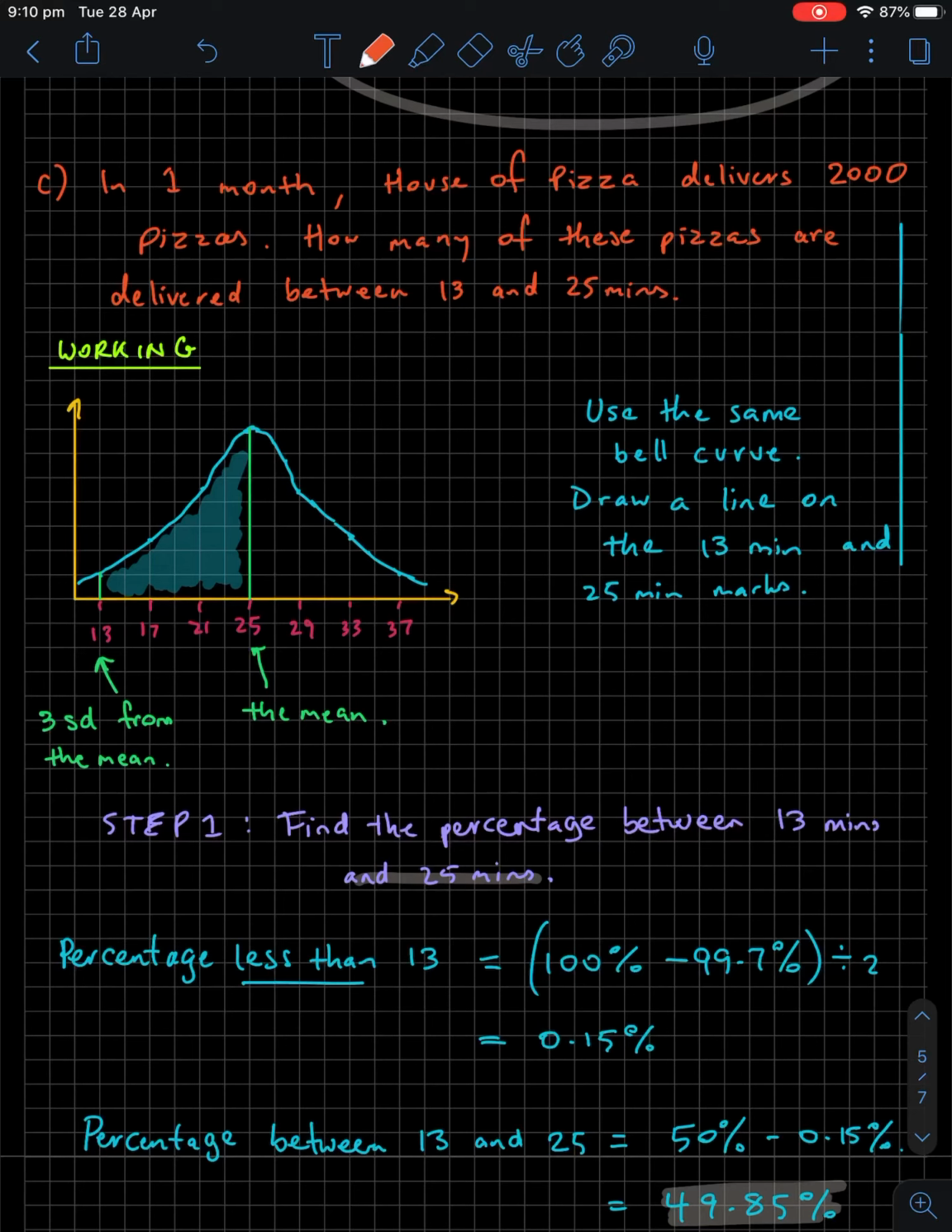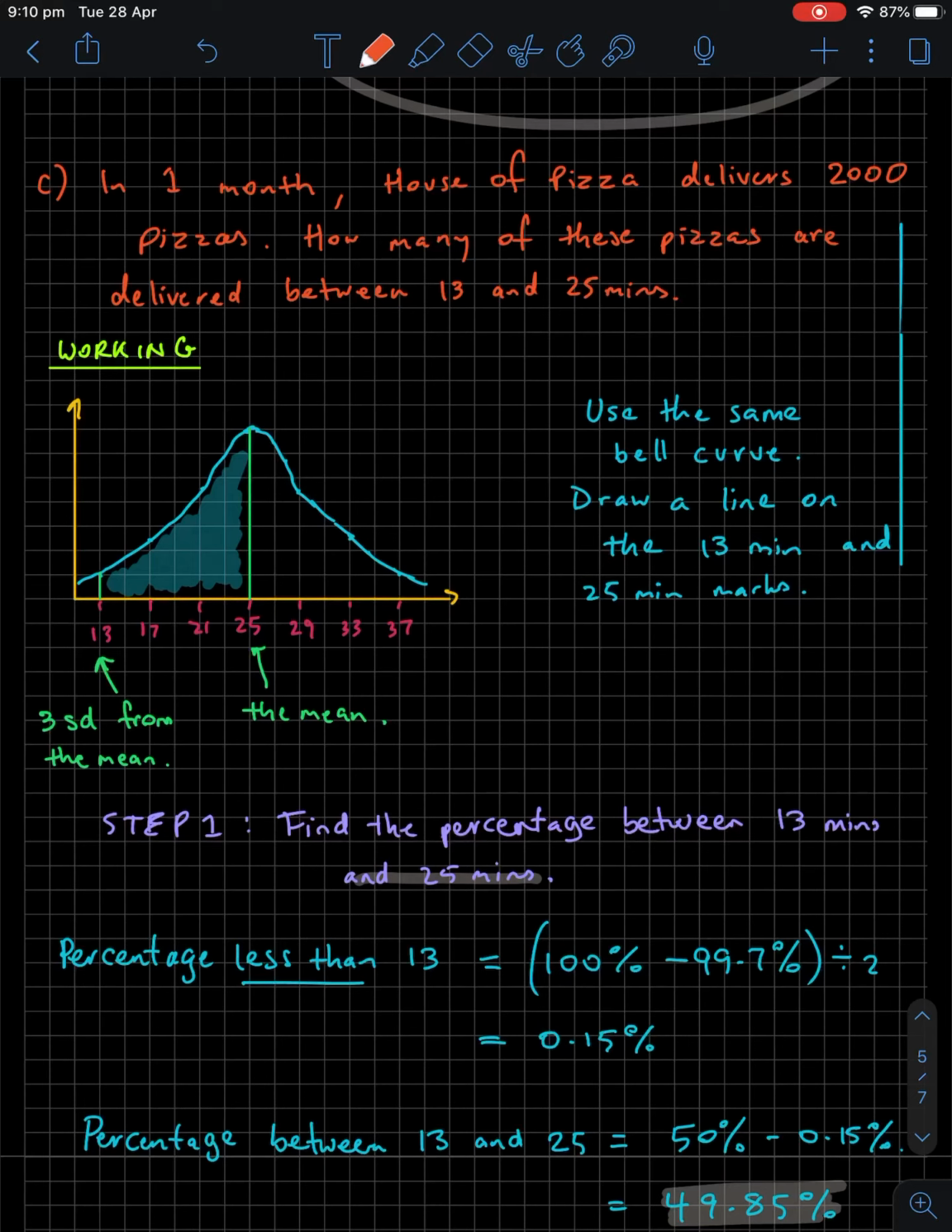Question C, a bit trickier. In one month, House of Pizza delivers 2,000 pizzas. How many of these 2,000 are delivered between 13 and 25 minutes? So we're dealing with this number here, 13, and this number here, 25. We want to know what percentage is between these two numbers. So the way to do it is to firstly deal with this 13 number. That is 3 lots of standard deviation below the mean.